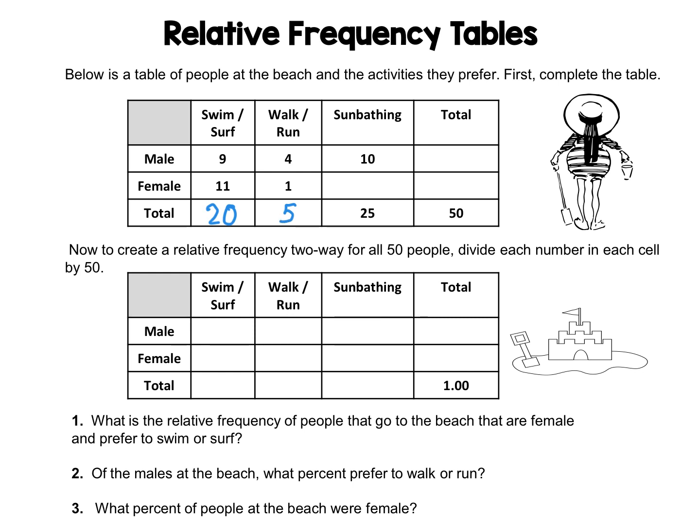Now, let's try to complete the rows. First of all, we have 9 males swimming or surfing, 4 walking or running, and 10 sunbathing. That means we can add all those numbers together and get 9 plus 4 plus 10 is 23.